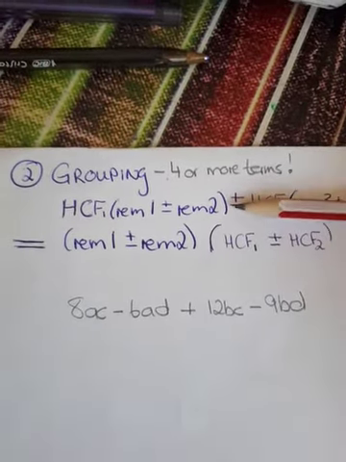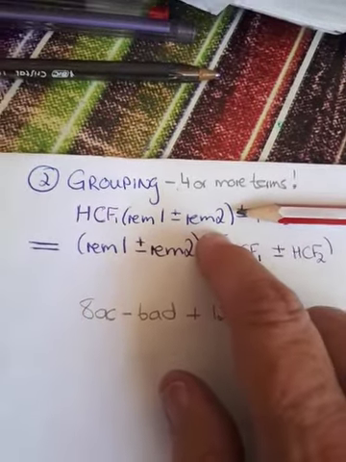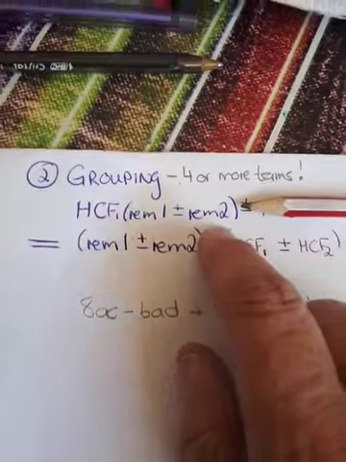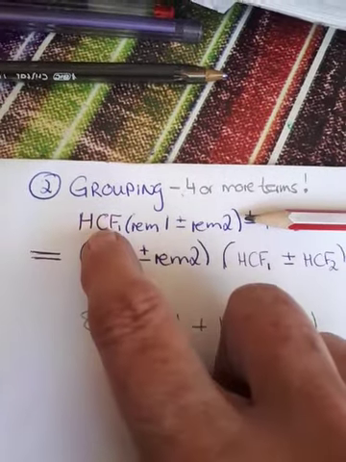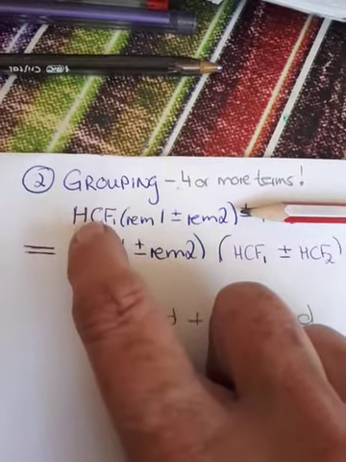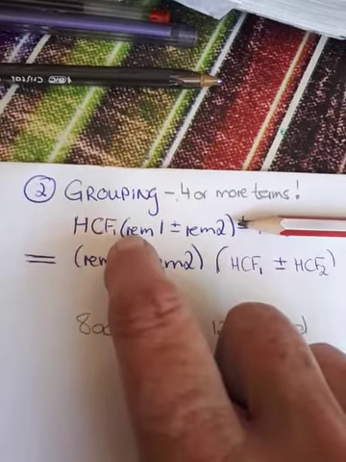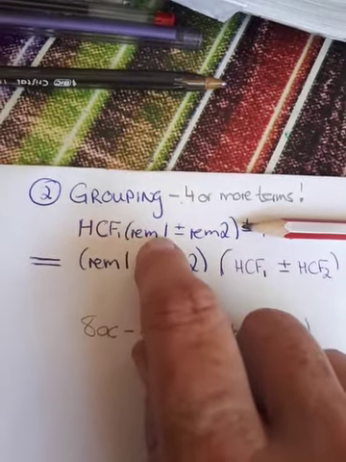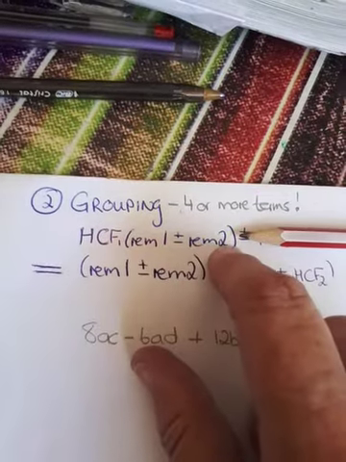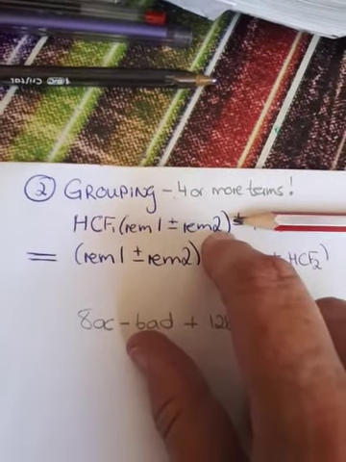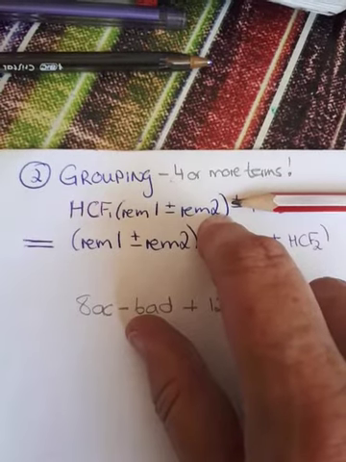Now, I want you to have a look at this, what I called the pattern. When we have two terms and we take out the highest common factor, then the highest common factor goes in front of the bracket, and then we have inside the bracket the remainder of term 1 plus or minus remainder of term 2. That's the pattern I taught you for highest common factor factorization.